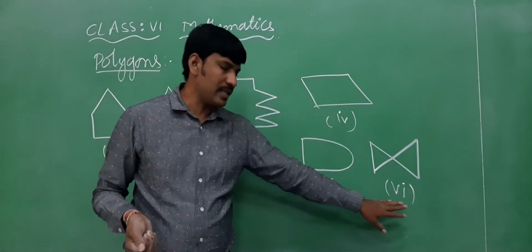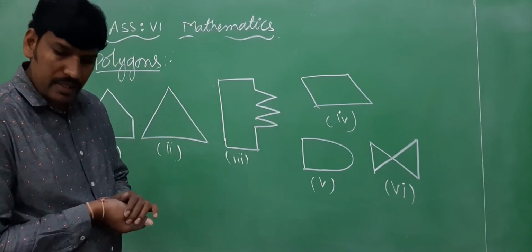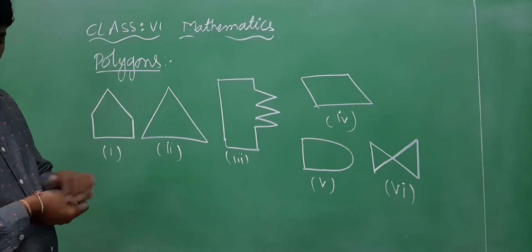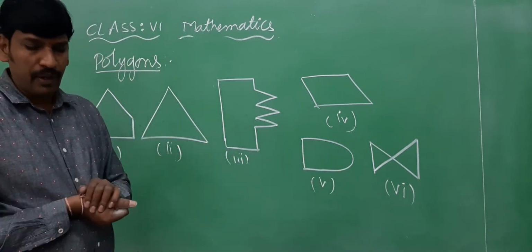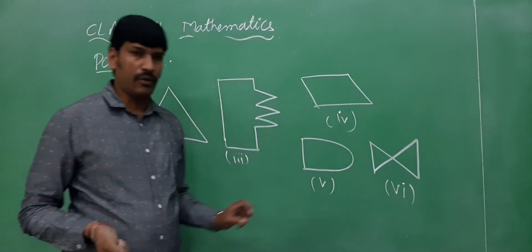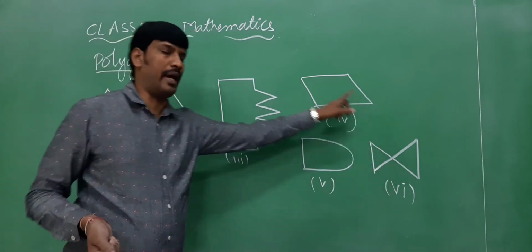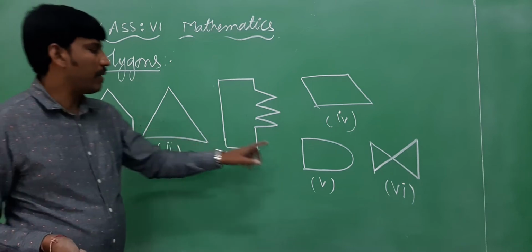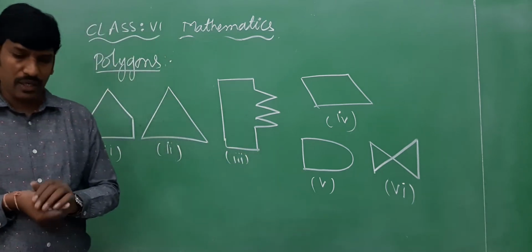Coming to the 5th and 6th, these two. Even the 6th is made of straight lines only, children. Only the 5th one is made with a curve. One is straight lines and the other one will be a curve. 1, 2, 3, 4, 6 are made by straight line segments. But the 5th one is not made by straight line segments.